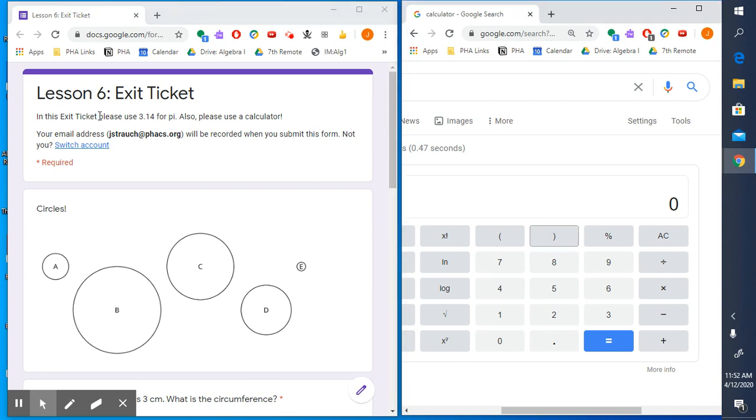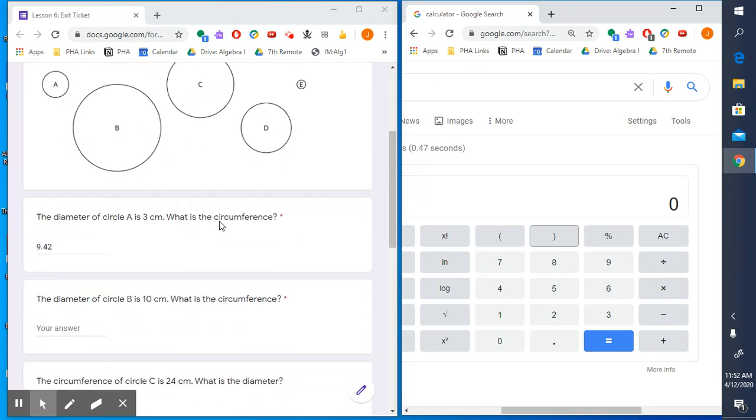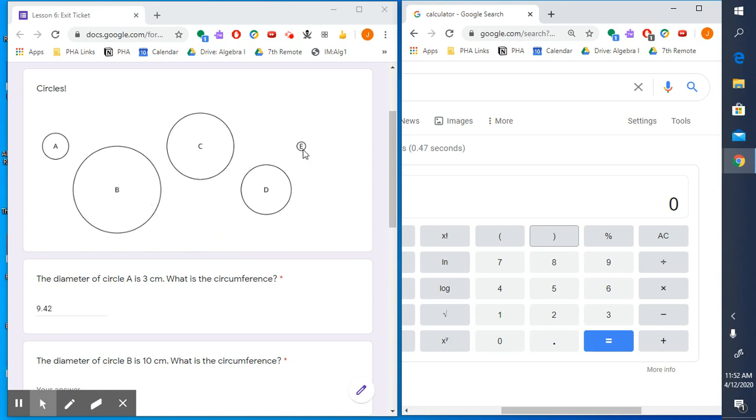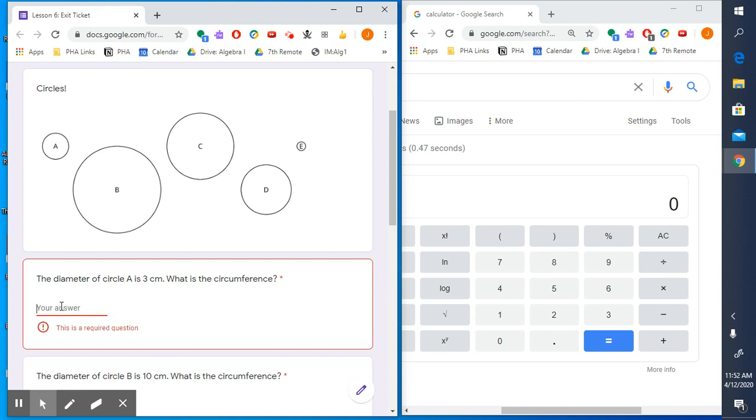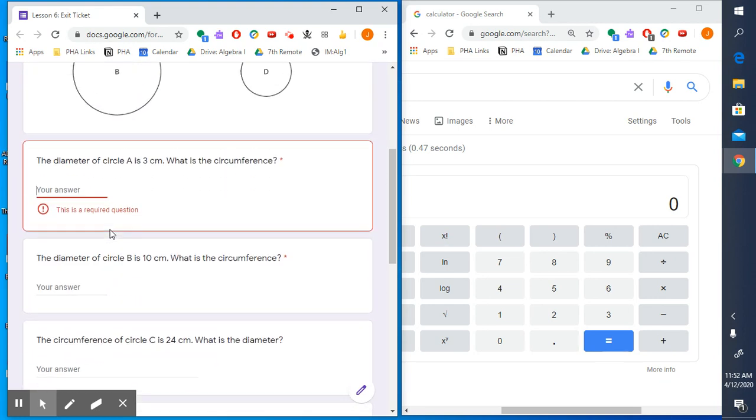First, I read in the directions that it says, in this exit ticket, please use 3.14 for pi. Also, please use a calculator. So whenever we need to multiply or divide by pi, we're going to be using 3.14, and here's our calculator. Okay, so it gives us these 5 circles, and the first question says, the diameter of a circle is 3 centimeters. What is the circumference?